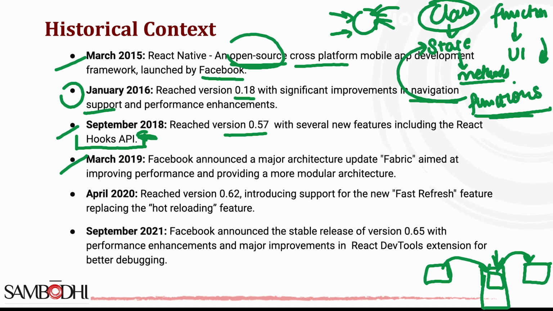After this, the next major update was March 2019, where Facebook announced a major architecture update, that was Fabric. And this architecture update was to improve the performance and provide a more modular architecture. Now, this Fabric was, let me remove all of these things.